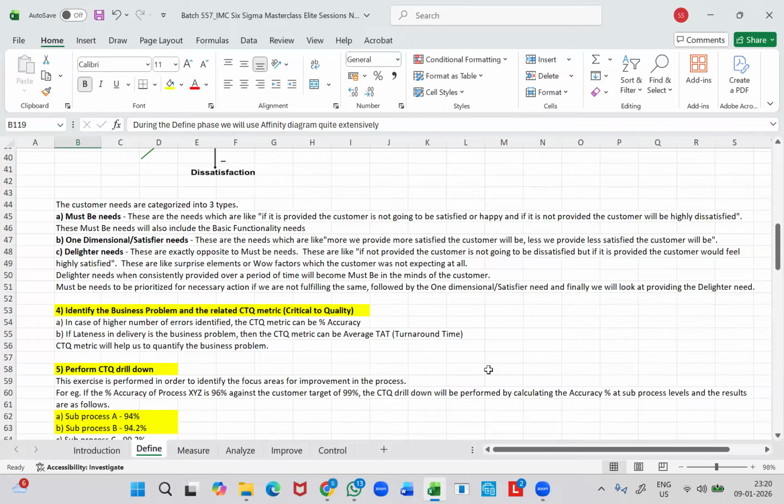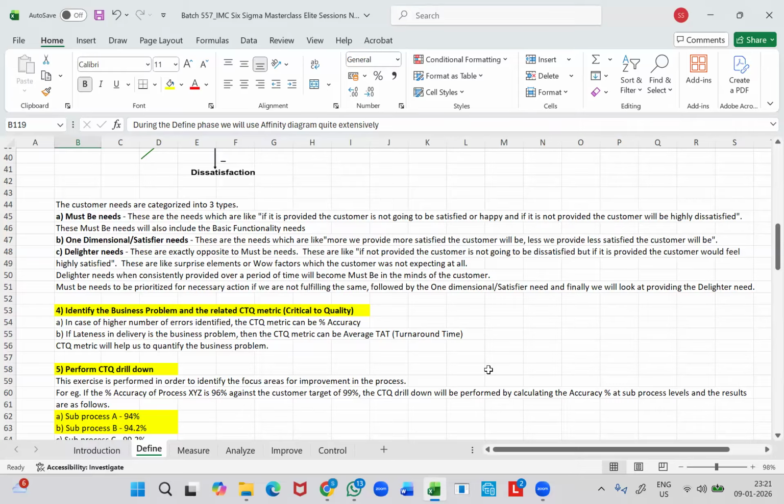So CTQ drill down is primarily done in order to identify the focus areas within the process that need to be considered for improvement. So when we have the overall process performance provided to us, and if you notice that the overall process performance is way below the customer expectation, then we need to understand it's not all the process areas which would be contributing to the low performance of the overall process. There could be a couple of process areas which might be pulling down the overall process performance.